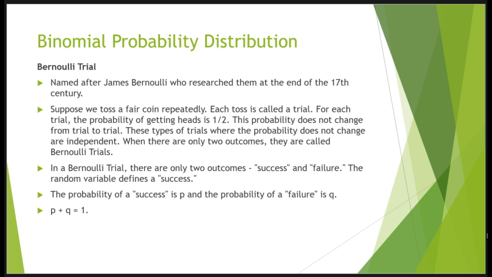So in a Bernoulli trial, there's either a success or a failure. And the random variable, this is important, always defines a success. So the probability of a success is P, and the probability of a failure is Q. So when you add them up, those need to equal 1.